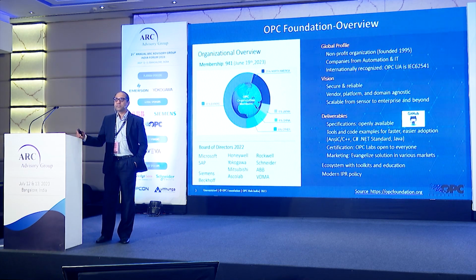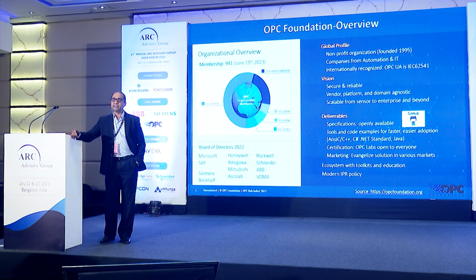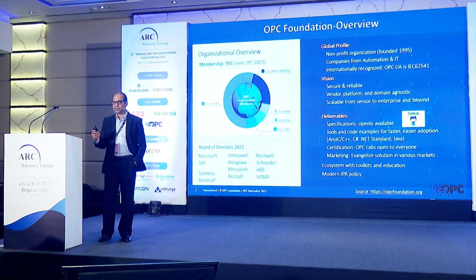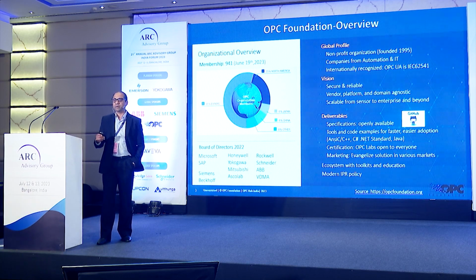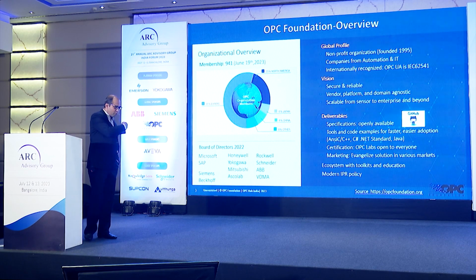OPC UA believes in openness, truly openness. The OPC UA spec is freely available for anyone who needs it on the OPC Foundation website. OPC UA also provides tools and sample implementation of code in multiple technologies, freely downloadable on GitHub. So I can very confidently say OPC UA provides the complete ecosystem needed by all of us for faster adaptation of OPC. Right now, OPC has about 941 global members worldwide, and the list of board of directors is here. That we can skip for now.